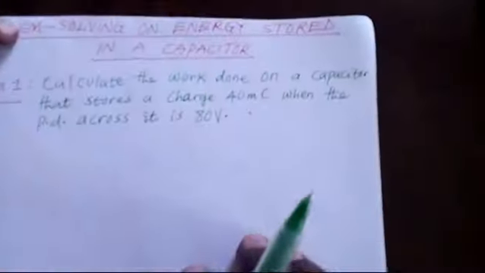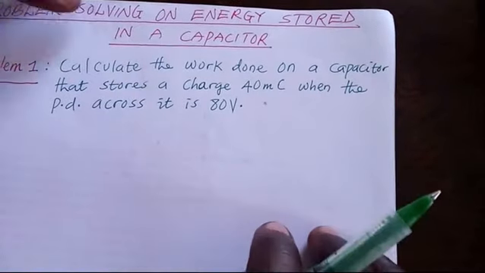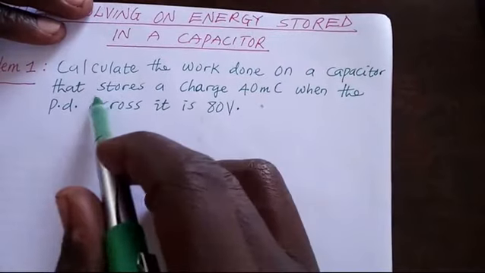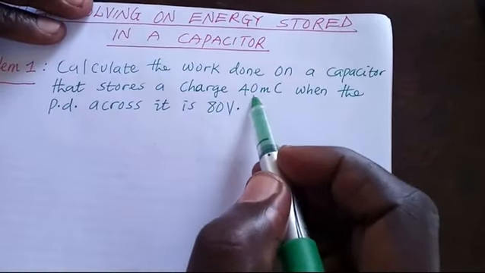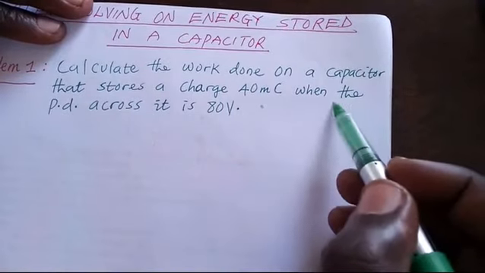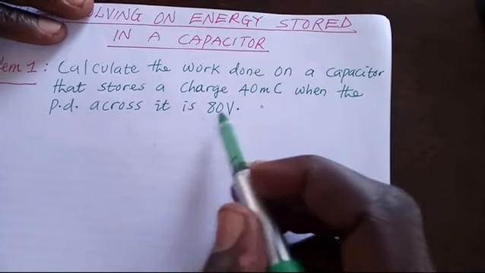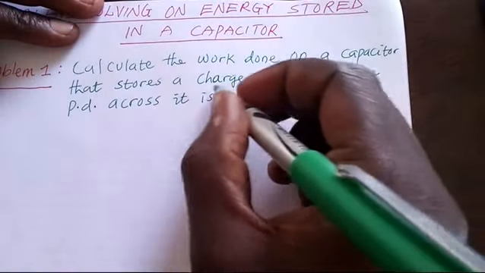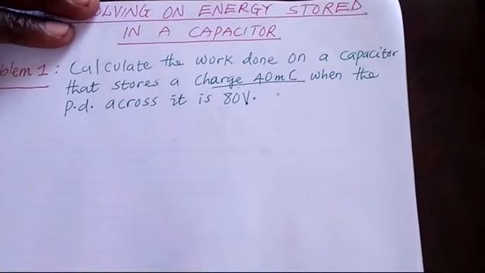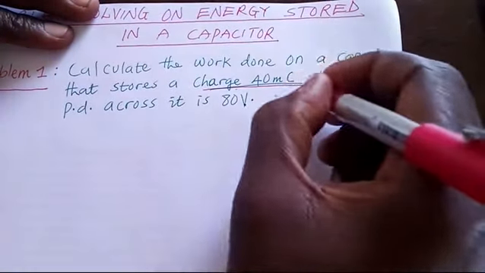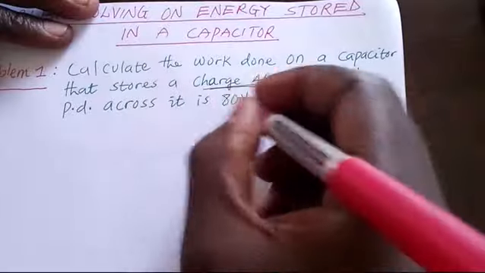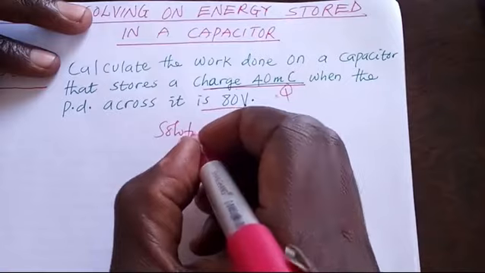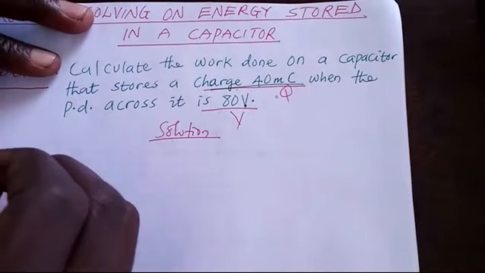Look at this one. It says calculate the work done on a capacitor that stores a charge of 40 millicoulomb when the PD across it is 80 volt. So here you are given the charge, and your charge is your Q, and then you are given V. So in solving this problem, identify the charge you are given.